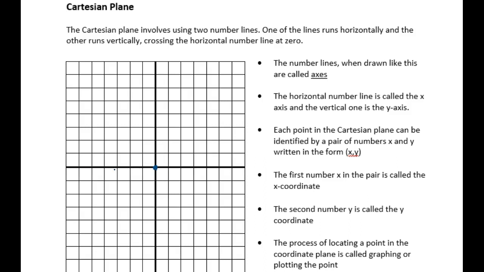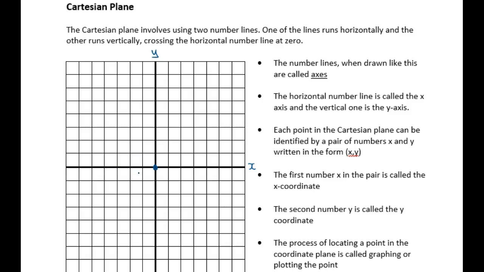And then we have two axes, as we call them. The horizontal number line is called the x-axis, and the vertical one is called the y-axis. Everything on the Cartesian plane is defined by an x value and a y value associated with it. Each point has an x and a y, and we call this an ordered pair. It's always going to be the x coordinate first and then the y coordinate. The process of locating a point is called graphing or plotting a point.